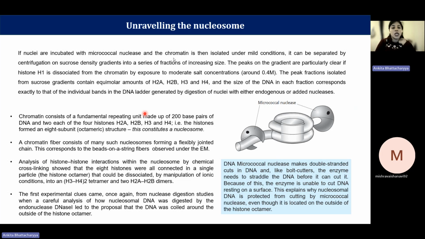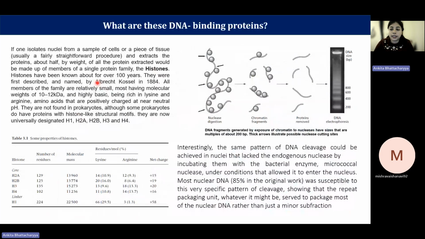and you can segregate out one particular fraction. So when these peak fractions of sucrose density gradients are studied, it can reveal that you have different types of histones like H2A, H2B, H3, and H4. And the DNA that you get from each of these fractions will correspond to the DNA ladder that you get when you digest nuclei. The DNA ladder, I think we showed already here. Yeah, this is the DNA ladder that you get.